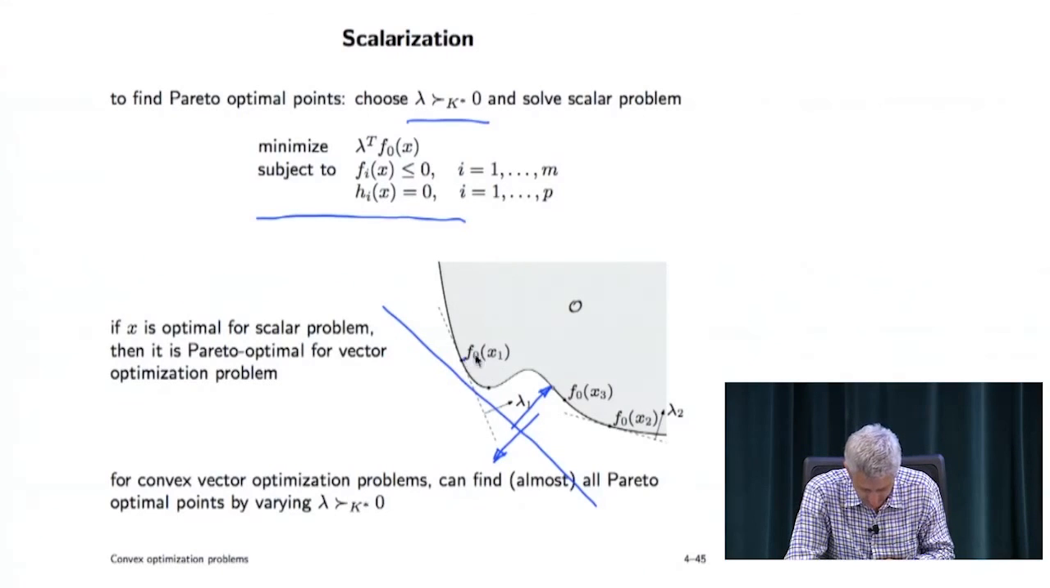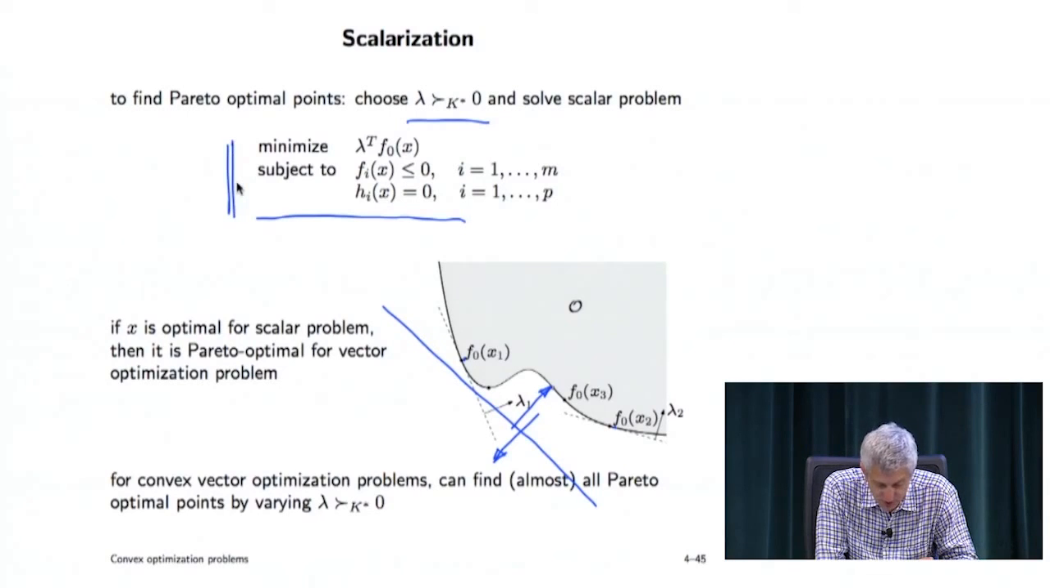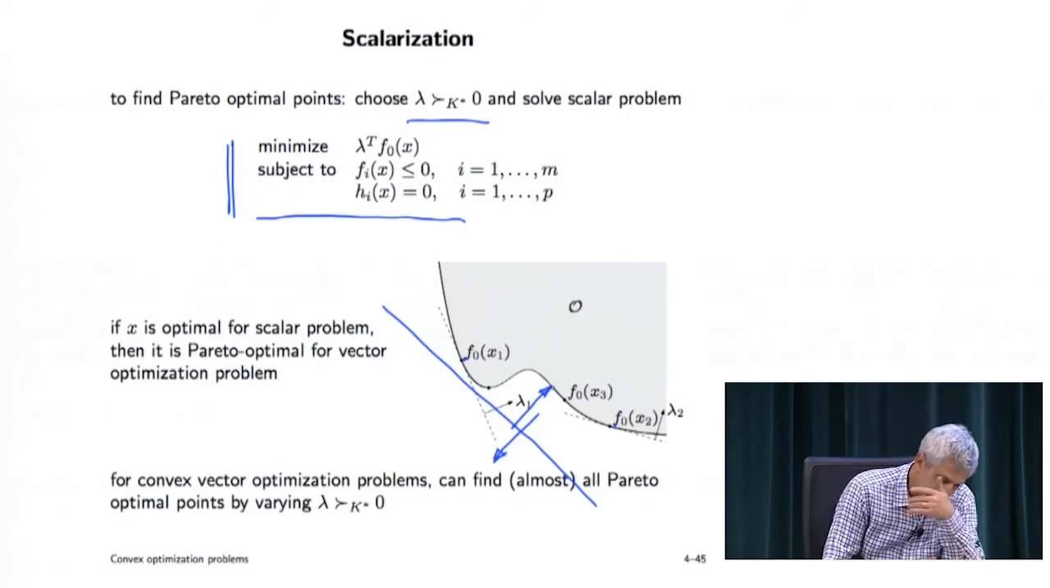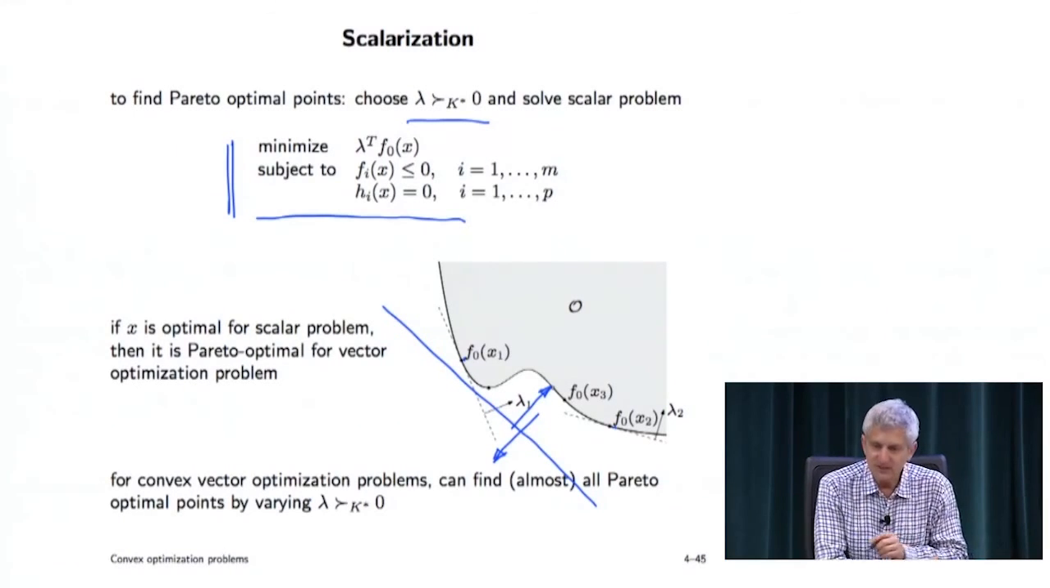And here it is for one lambda, and here it is for another value, lambda 1 and lambda 2. What is always true, convex or not, is that if you carry out this procedure, you get points that are Pareto optimal. That happens always. Of course, if it's not convex, you can't solve that problem, but if you could, you'd get something that was Pareto optimal. What is very interesting is that when the original problem is a convex vector optimization problem, you get almost all Pareto optimal points.